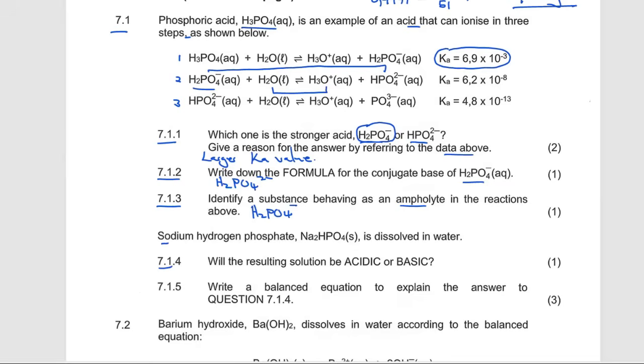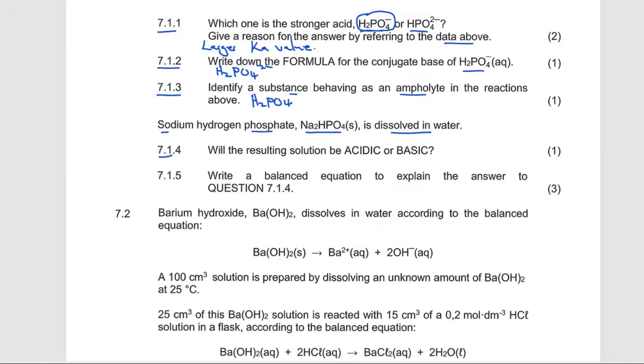Then 7.1.4: you are given sodium hydrogen phosphate, Na2HPO4 solid, which is dissolved in water. Will the resulting solution be acidic or basic? Our solution is going to be basic. Then now we need the reason behind. Generally I can use an equation: write a balanced equation to explain the answer. So we started with what?